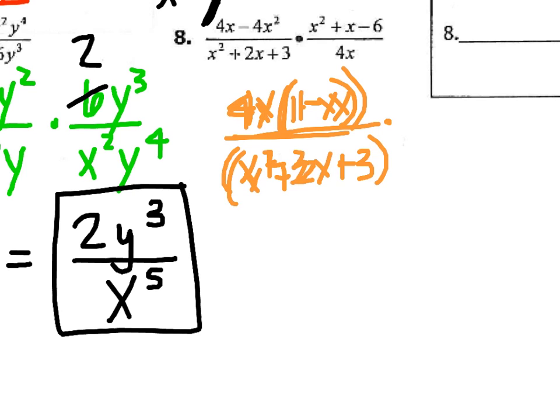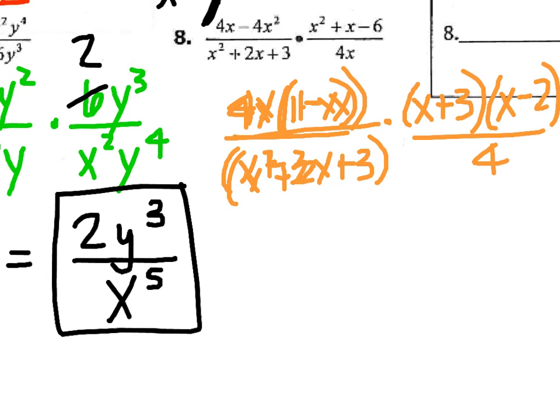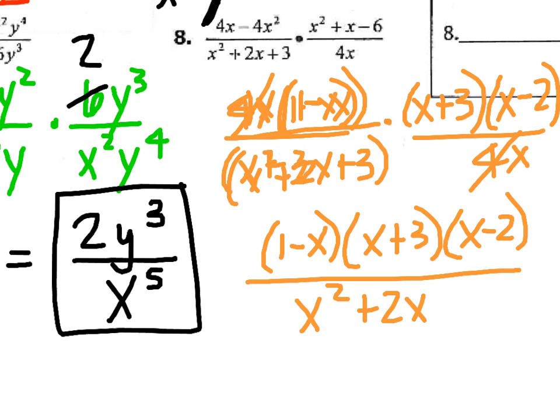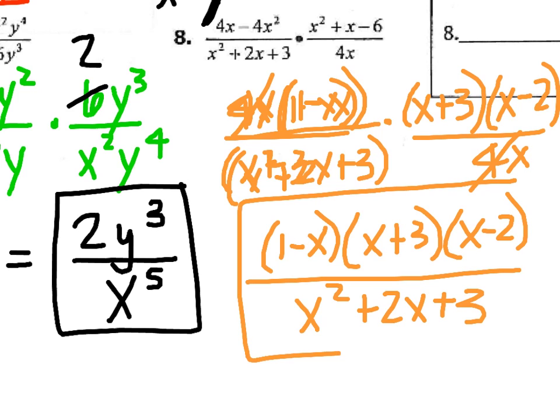Okay, here I have x plus 3, x minus 2 over 4x. Looking at this, my 4x's cancel out, and that is about it. So I have 1 minus x times x plus 3 times x minus 2 over x squared plus 2x plus 3. This entire thing then would be our answer. There's nothing more we can do because we can't factor that denominator. Now if it said minus 3, then there would be some stuff that we could do with that.